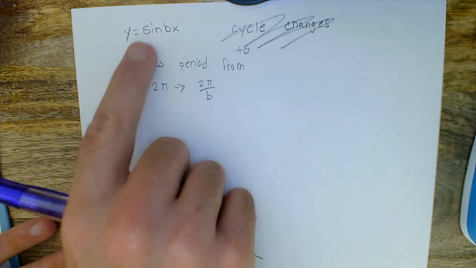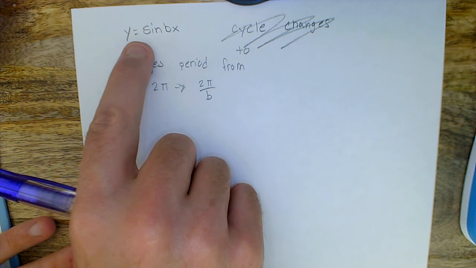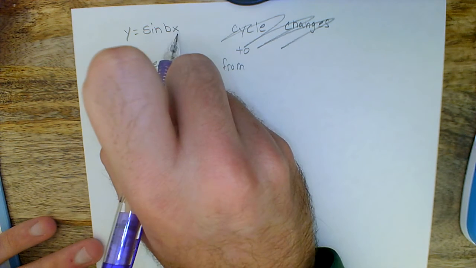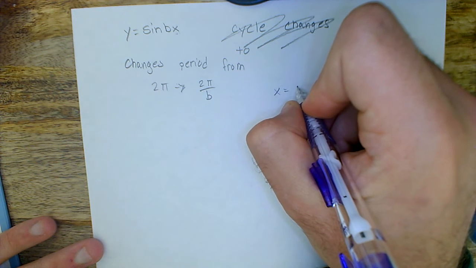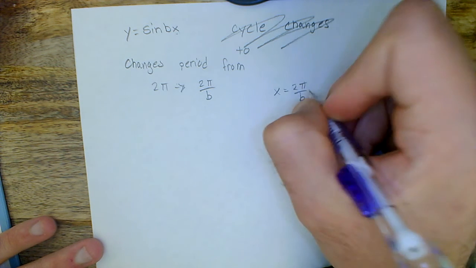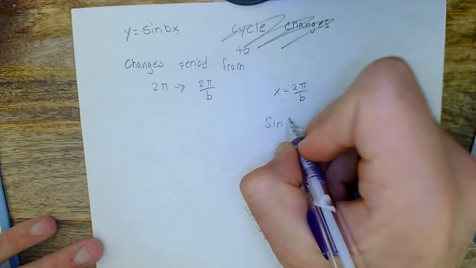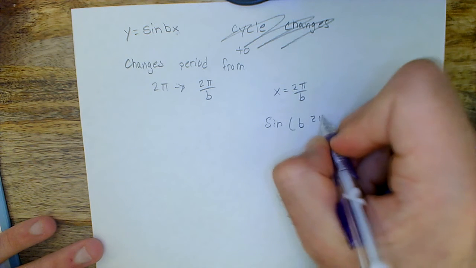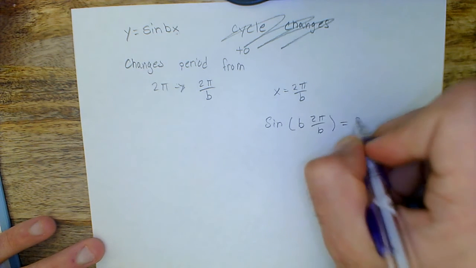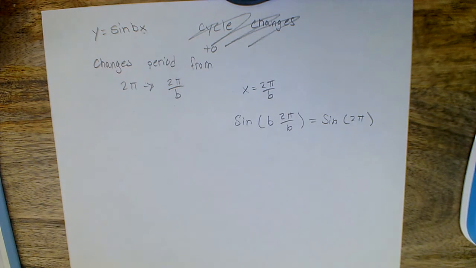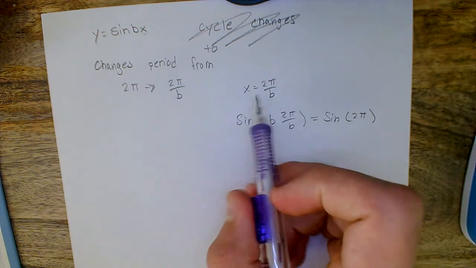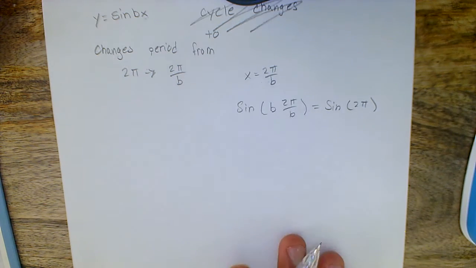So let me show you why that is. If I just consider y equals sine of bx with an amplitude of 1, and I put in x equal to 2 pi over b, then sine of b times 2 pi over b will just be equal to sine 2 pi, which is equal to the sine of 0. So all it does is change your period. That's where this number comes from.